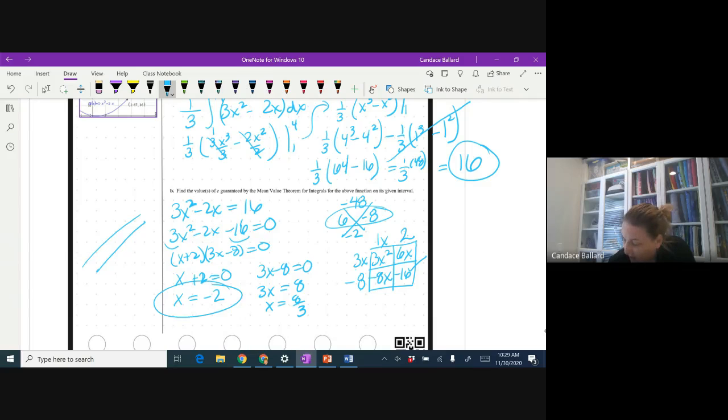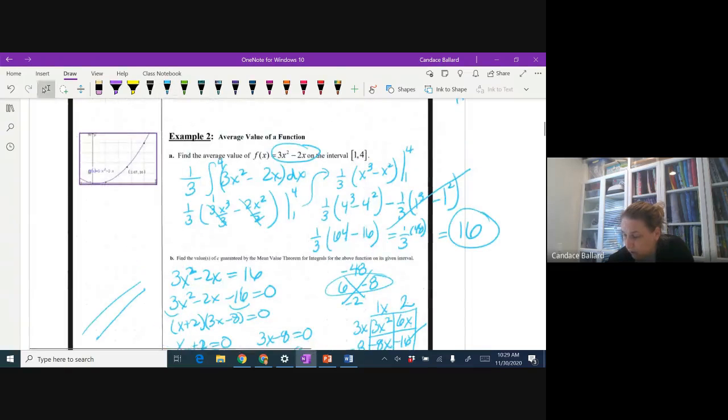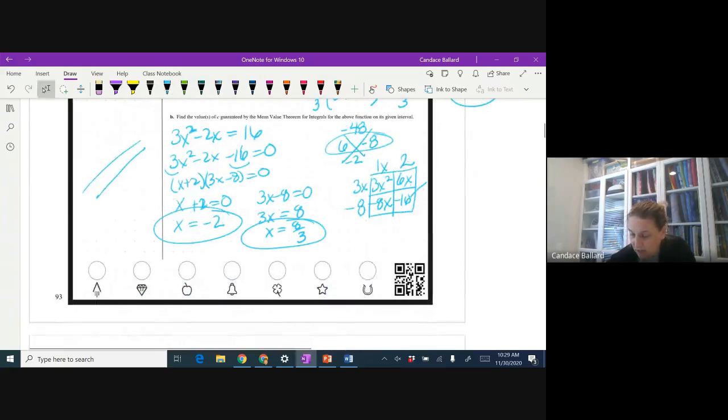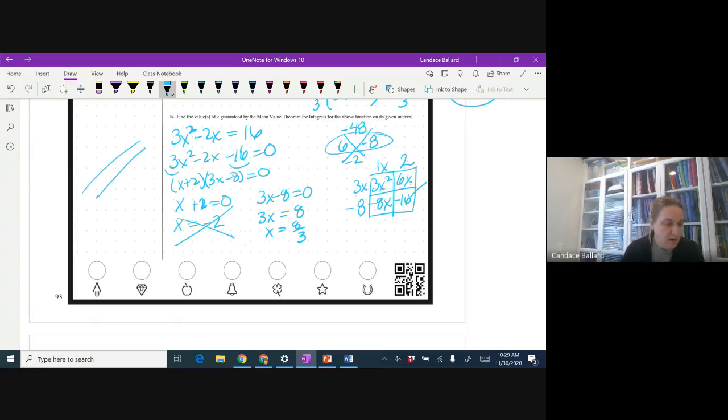So you can see that, oh, wait. I can't include one of those, right? Because my interval was from 1 to 4. And remember, I don't circle my answers either. So from 1 to 4 means I don't get to include the negative 2. So we're going to take that one out.